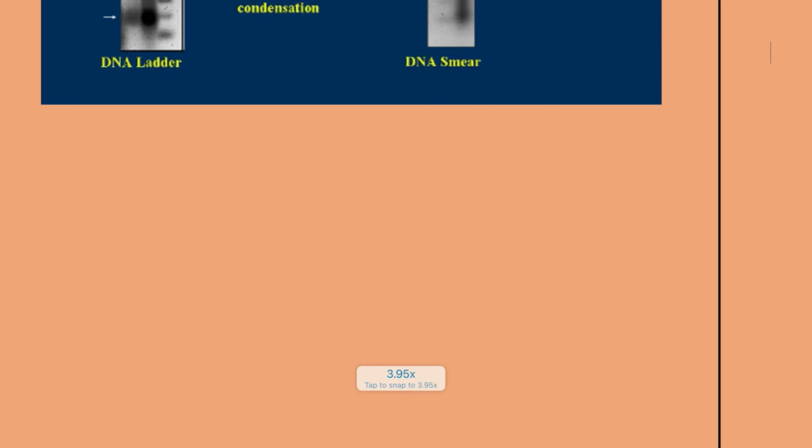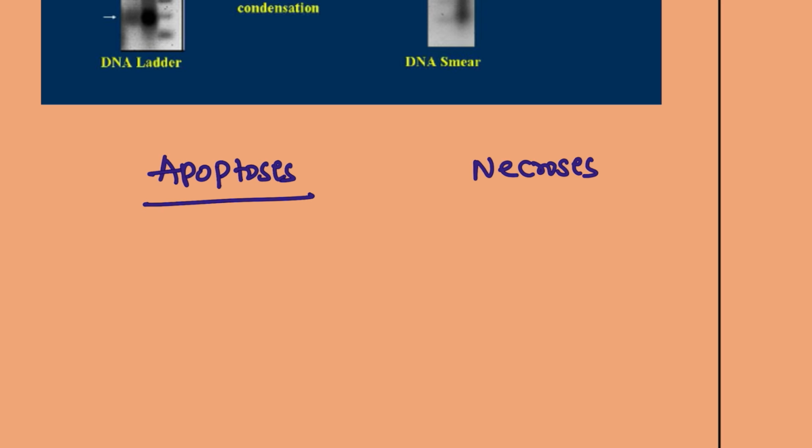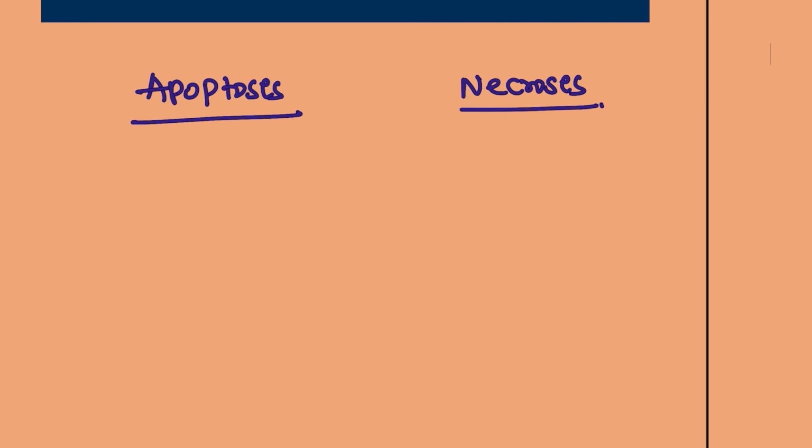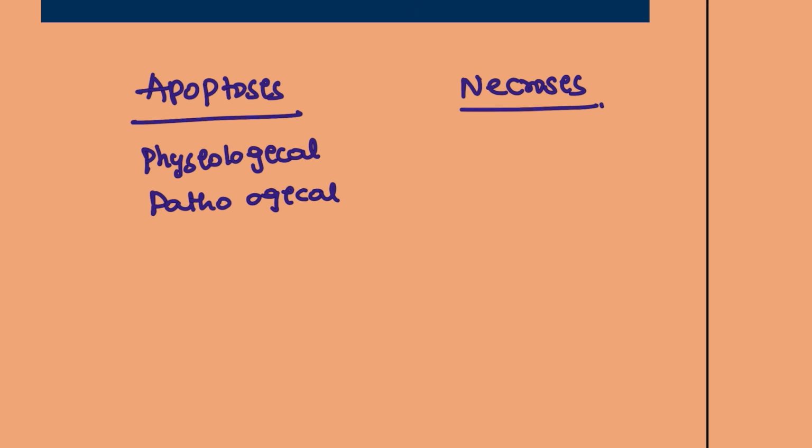So first, the main differences that I want you guys to remember, because this is a direct question that can be asked most of the time: apoptosis and necrosis. Apoptosis is always physiological and very rarely pathological, like in cancer cells, where it can be pathological. And necrosis is most of the time, not only most of the time, always pathological. That is the first difference that you have to remember.